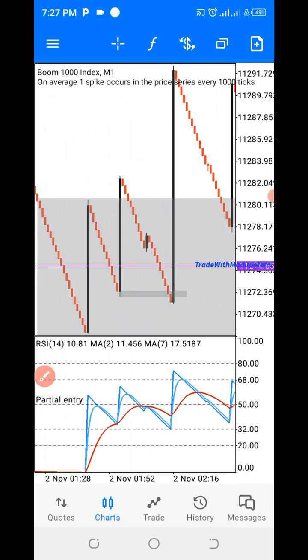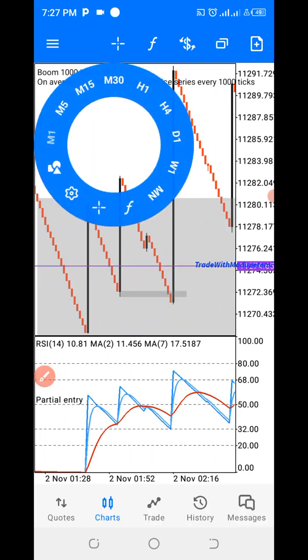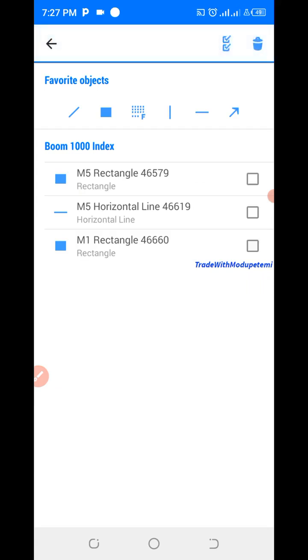Right? So that is that. Let me clear all this. So for Crash 1000 now, let me do a practical example for you on Crash 1000.